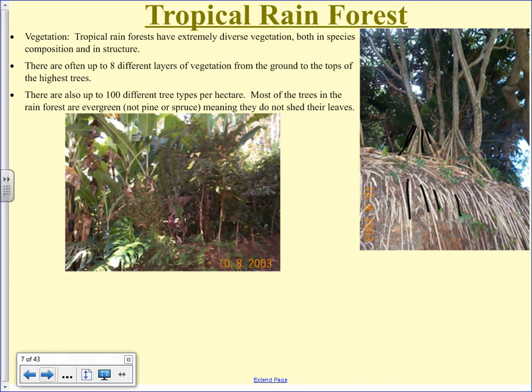In a tropical rainforest, you could have 100 different kinds of trees and several thousand of each type in that kind of area. That's how dense the tropical rainforest can be.